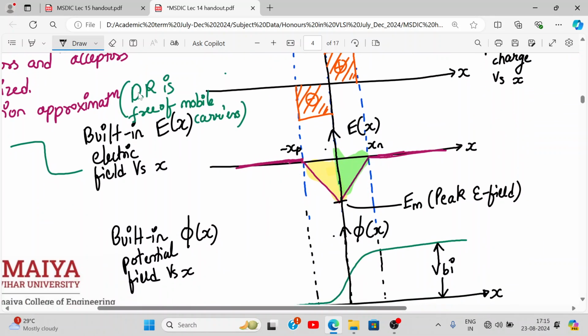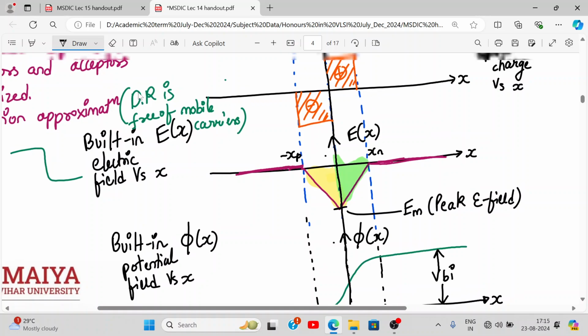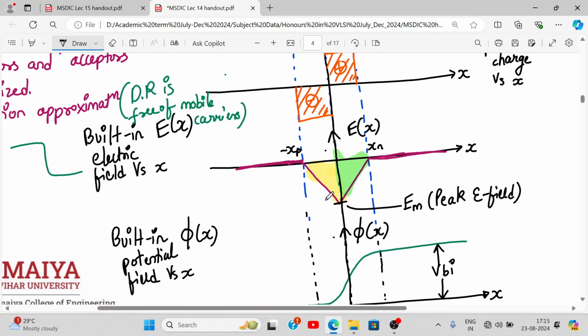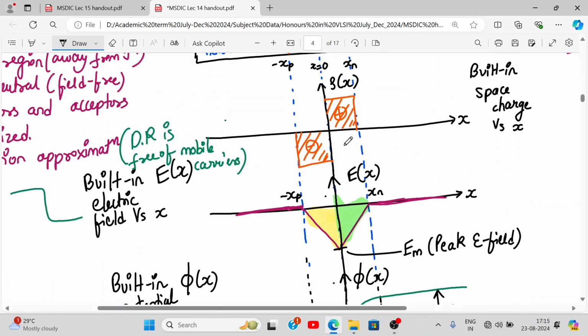And next is my electric field. How do you get this electric field? If you integrate this, you will get this. Integration of a constant is a straight line, you remember? Here it is positive, so this will go down, and here it is negative, so this will go in this direction. And you will have a maximum electric field. Why is the electric field 0 here? Because these are neutral regions. Electric field is only present in the depletion region, not anywhere else.